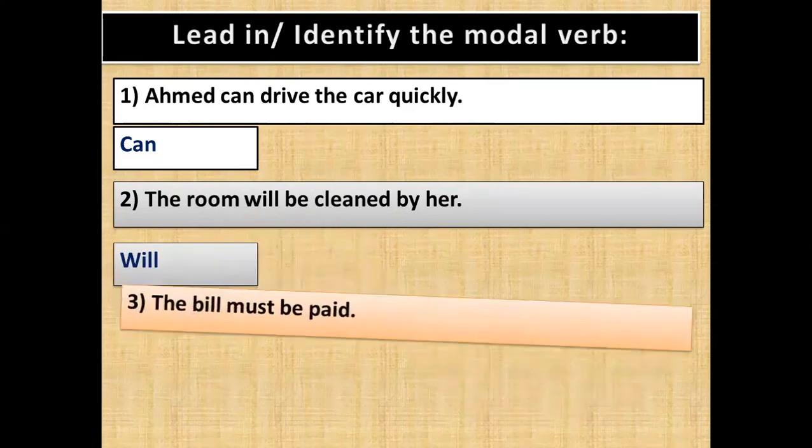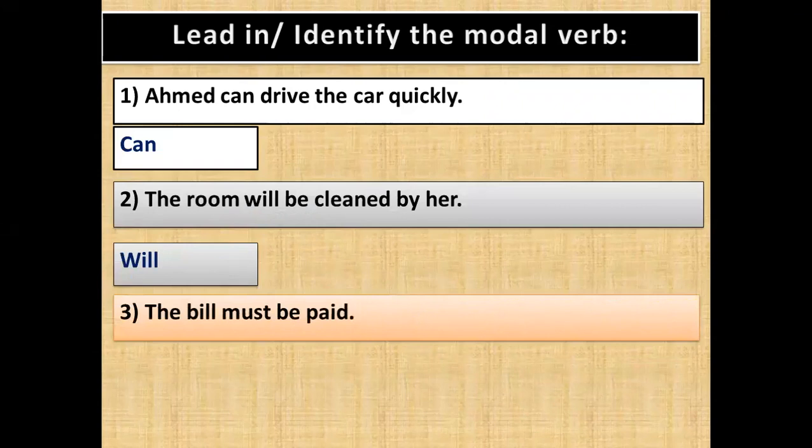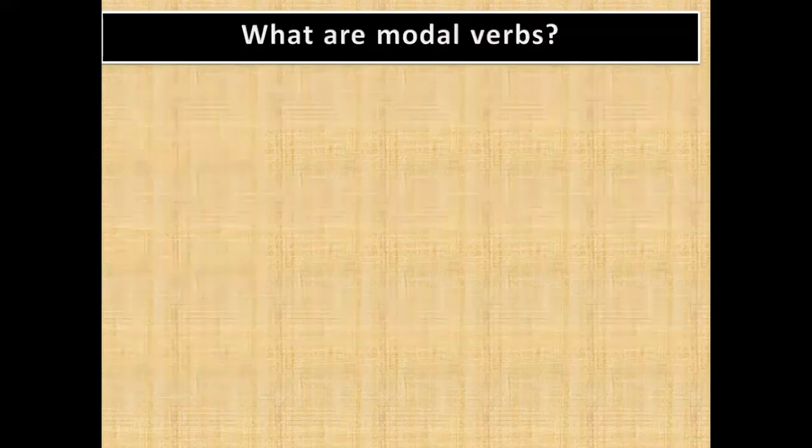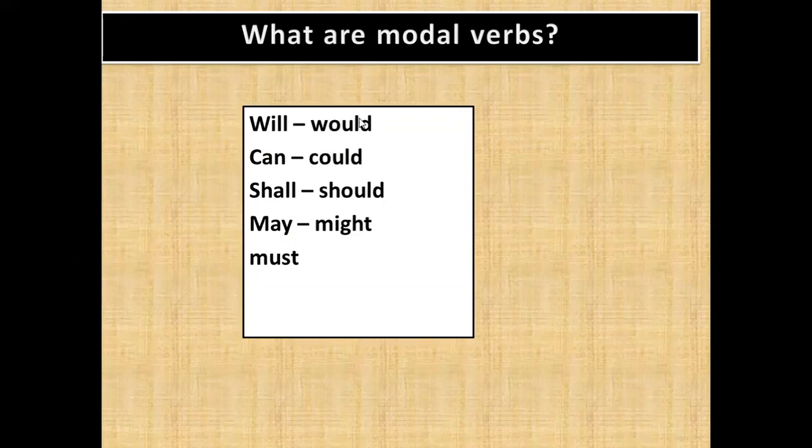Number three, the bill must be paid. I asked you to identify the modal verb. The modal verb here is must. Must is a modal verb. So here, what are modal verbs? It's important to know what the modal verbs are. The modal verbs are will, would, can, could, shall, should, may, might, and must. Today, we will learn how to change them from active voice into passive.